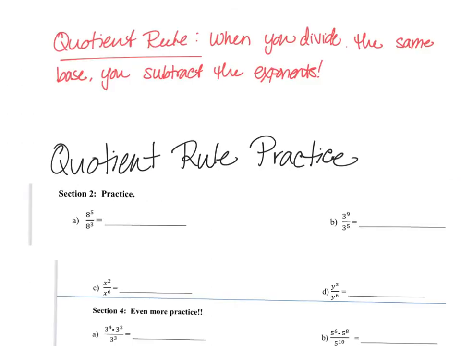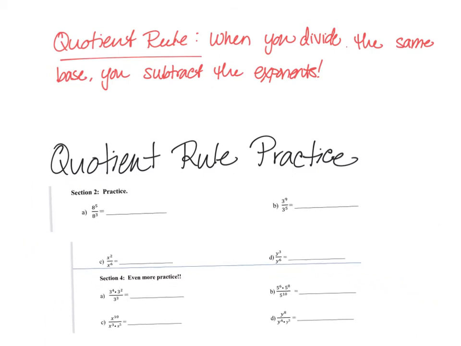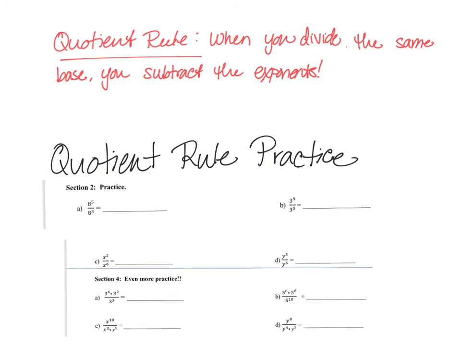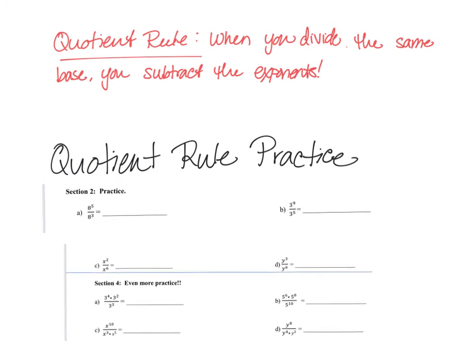All right, so here is the actual definition for the quotient rule. So again, when you divide the same base, you subtract the exponents. Okay, so we're gonna do just a little bit of practice here. Let me kind of shrink this down. All right, so we're just gonna worry about the first 4 real fast. So I'll model the first one for you. 8 to the 5th over 8 to the 3rd, you would just subtract the exponents, so that would be 8 squared. So pause the video and then check your answers when you're finished.